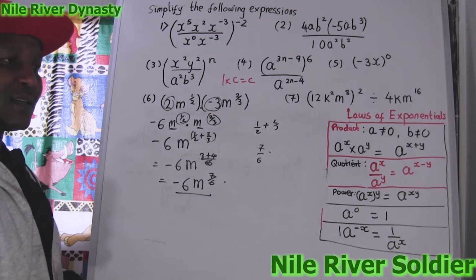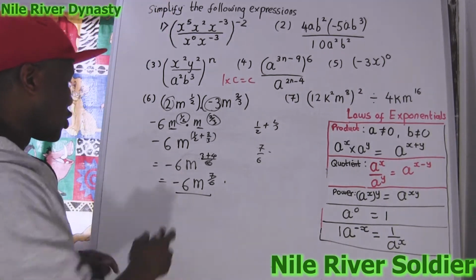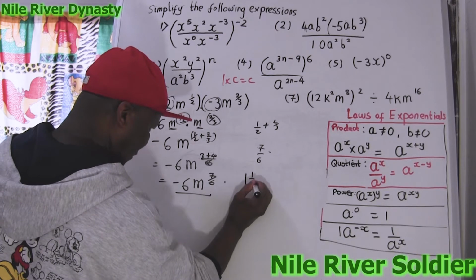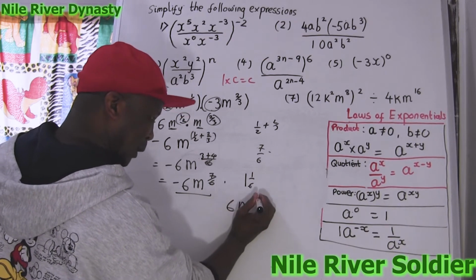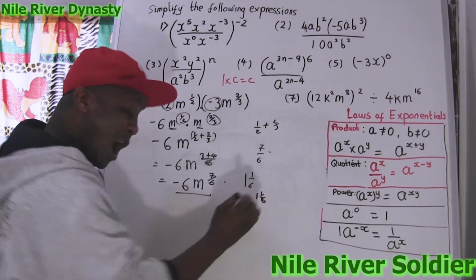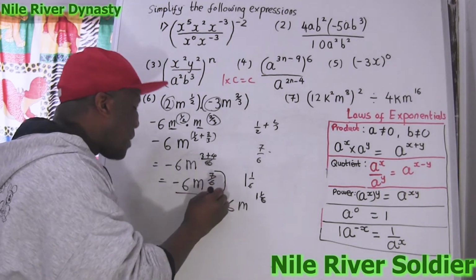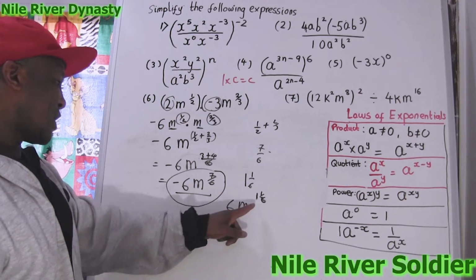This is 7 over 6. Do not write an exponent as a mixed fraction. Don't say how many 6s are in 7? 1, I'm left with 1 over 6, so the answer is 6m to the 1 over 6. No, you don't do it, man. Come on, you know what I'm saying? You leave it as improper, only for exponents. Don't do it like this.